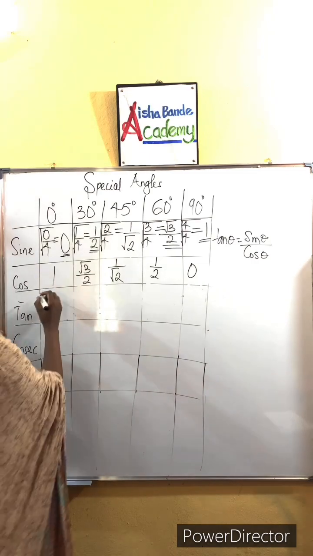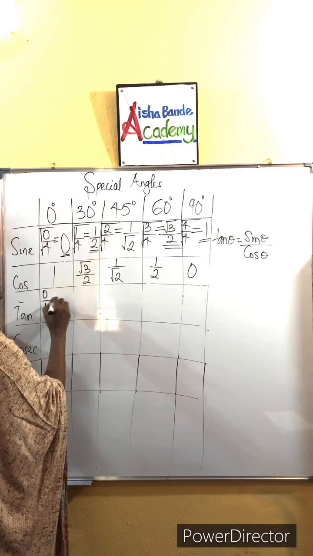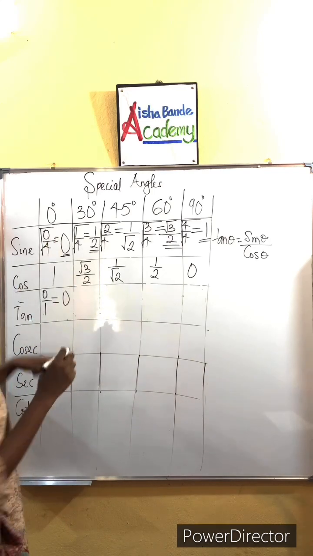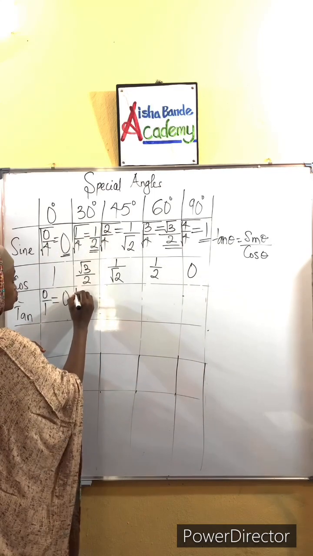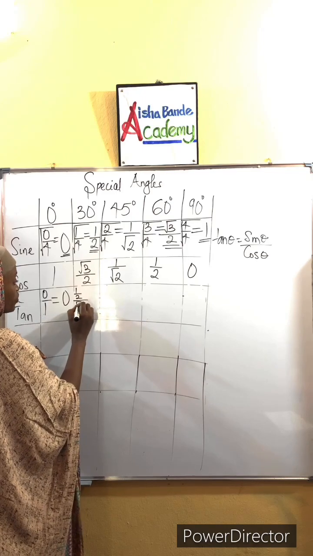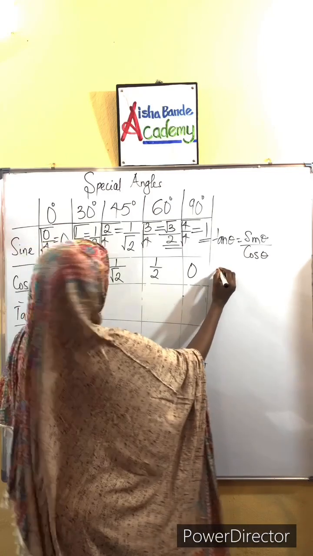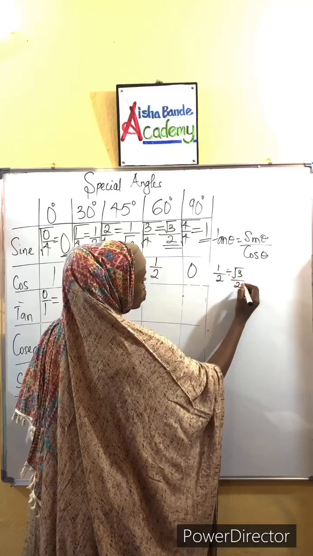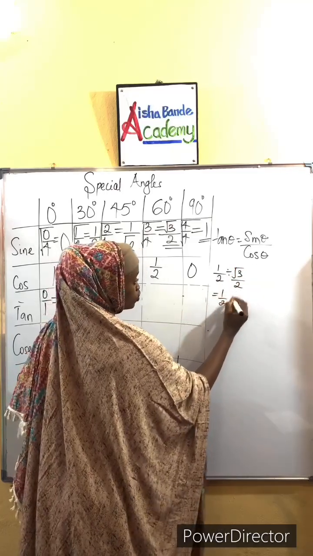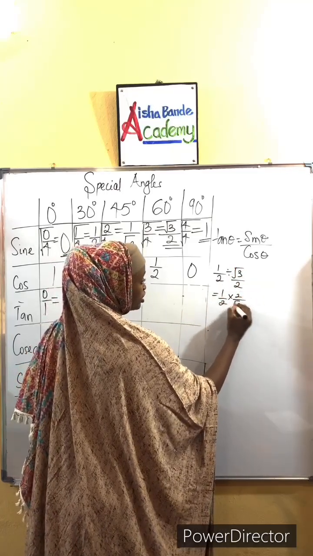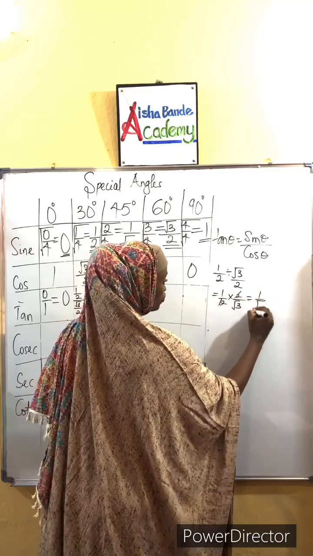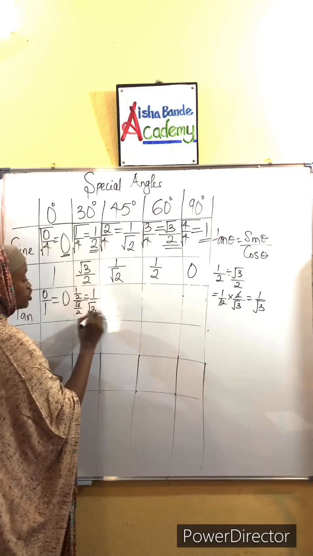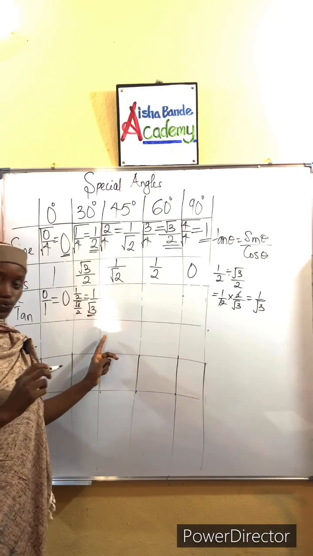So this tan is going to be 0 over 1, and 0 over 1 gives us 0. Okay, moving on to tan 30, which is 1 over 2 divided by root 3 over 2. So let's simplify this here. We have 1 over 2 divided by root 3 over 2. So this is equal to 1 over 2 times 2 over root 3. 2 cancels 2, we have 1 over root 3. So our answer here is 1 over root 3. So that means tan 30 is 1 over root 3.